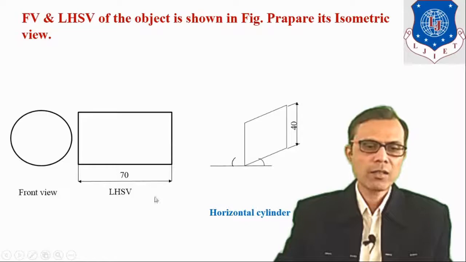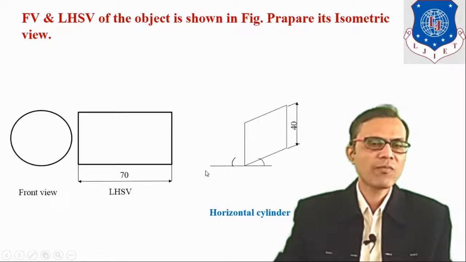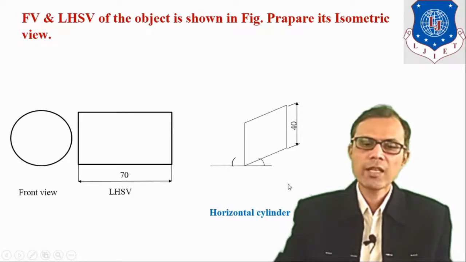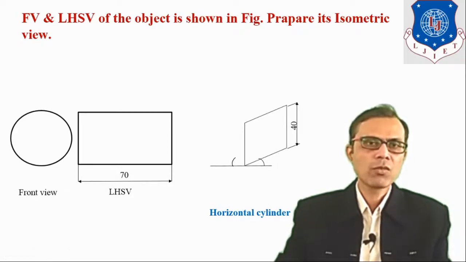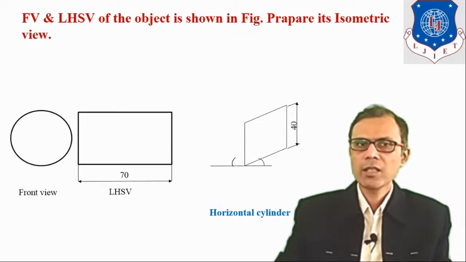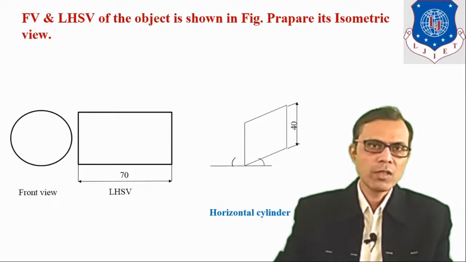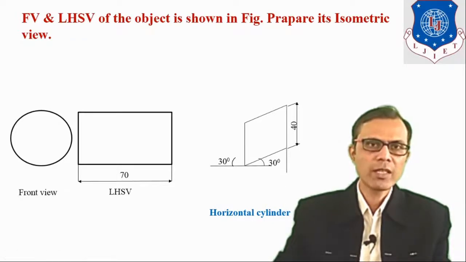If you select this direction for front view, then this direction becomes right hand side view and that is not given. So it will become the wrong selection. So while selecting the direction for front view, it should be properly selected. Now draw this rhombus of length and height 40 by 40.